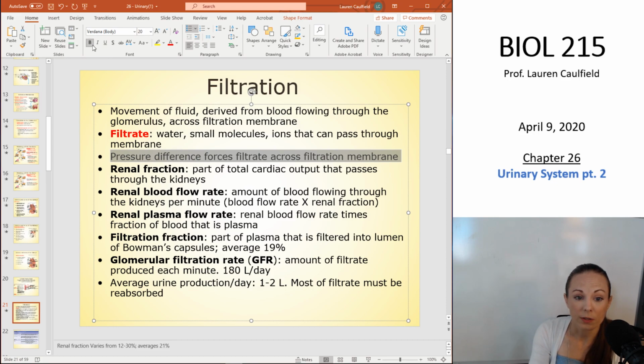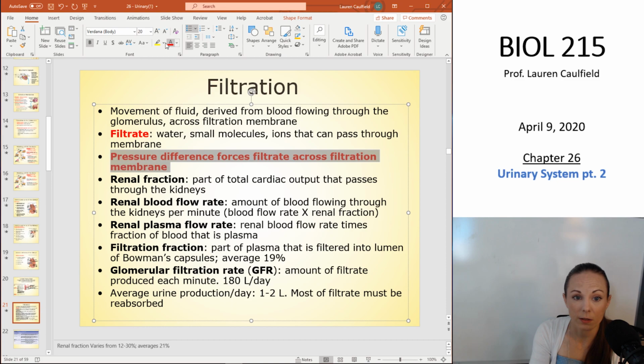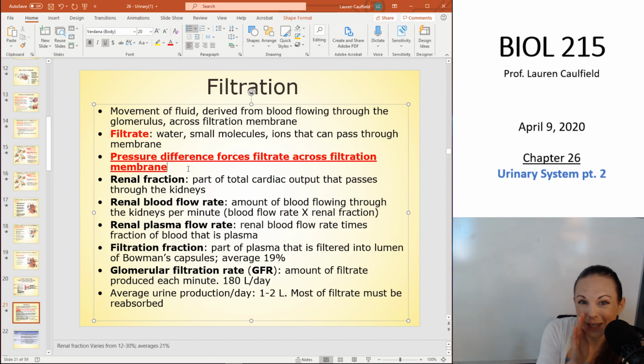So let's bold this, make it red, and underline it, because pressure differences are what is allowing for that filtrate to be formed and for fluid to move across that filtration membrane. That might be important, maybe. The next set of things on this slide, I'll go over quickly. You don't need to know them in detail.